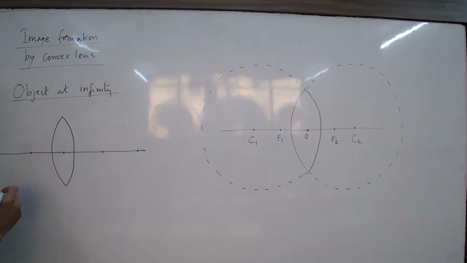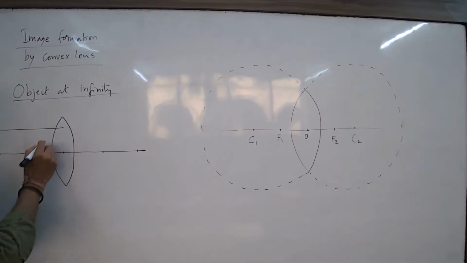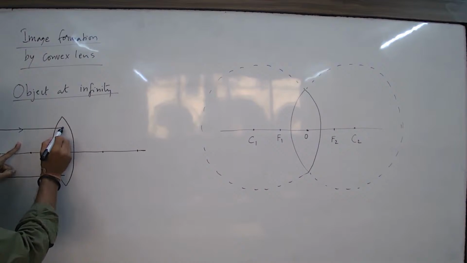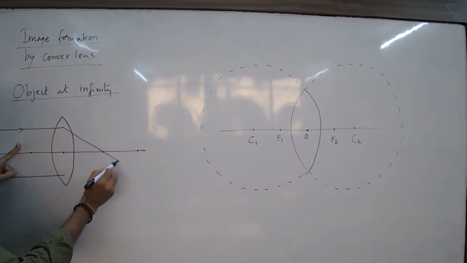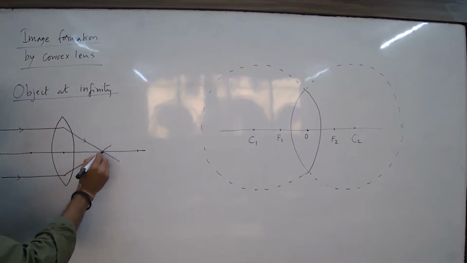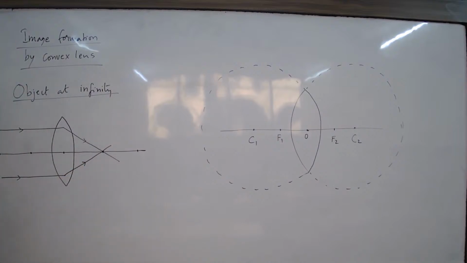So now this is F1, this is F2, this is C1, this is C2. When a parallel ray is incident, take it till the middle of the lens. What happens to the first ray? After refraction, it will pass through focus. Likewise, this incident ray will also pass through focus. So whenever the object is at infinity, the incident ray will be parallel to principal axis, and this is what we will get.